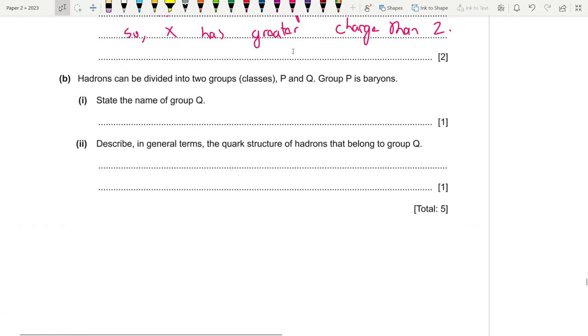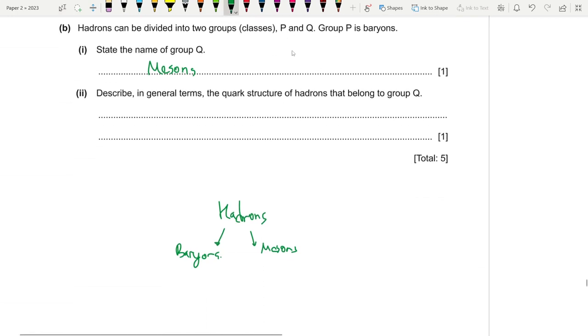Hadrons can be divided into two groups. You know that hadrons have two families, right? We have mesons and baryons. State the name of group Q. Group P is baryons, so group Q must be mesons. Describe in general terms the quark structure of hadrons that belong to group Q. So basically, remember, a baryon is made up of three quarks. They can be any combination of quarks and antiquarks. But a meson is made of one quark and one antiquark. Remember that. So it has one quark, right? And one antiquark.